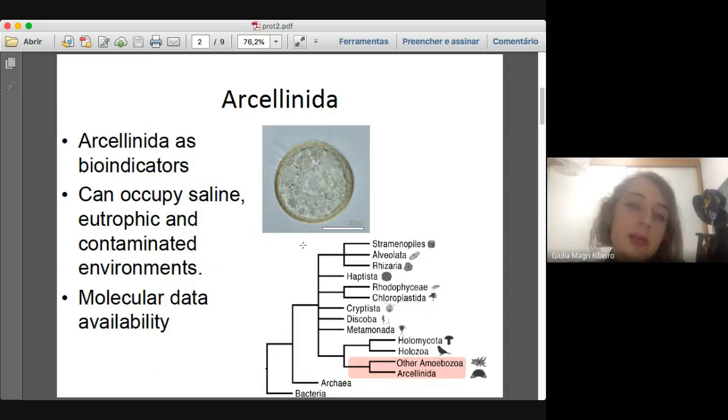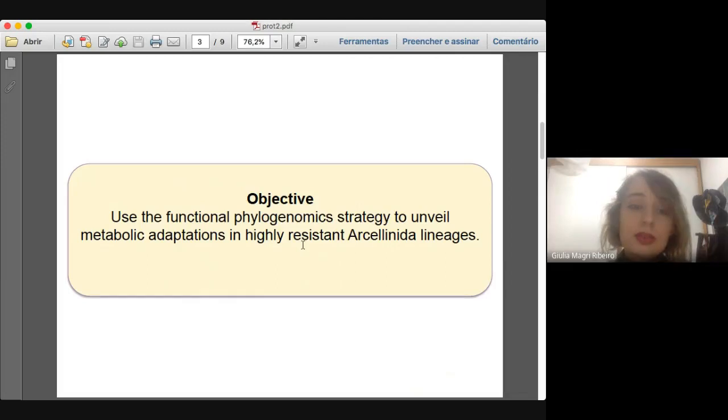And the interesting thing about Arcellinida is that there is a huge amount of transcriptomic data available for the group that is still unexplored. Most of this data doesn't have annotation yet, and there are not many functional studies available. So I would like to show you today how I'm using functional phylogenomics and comparative analysis to understand homology of resistance genes and pathways in Arcellinida lineages.